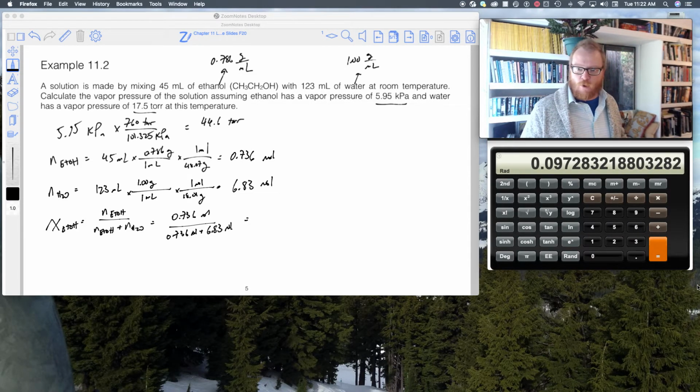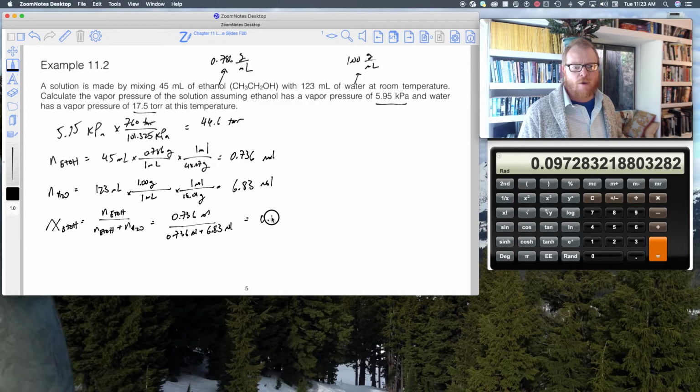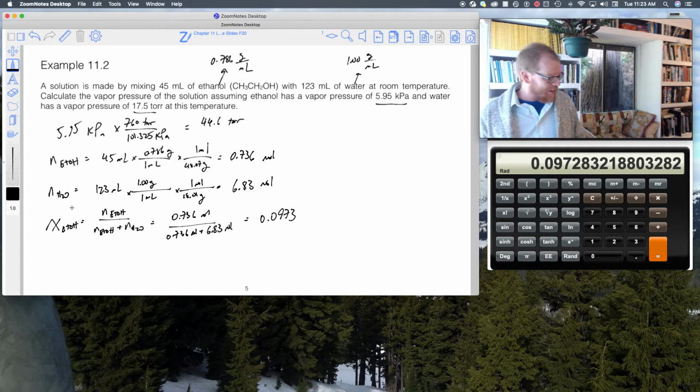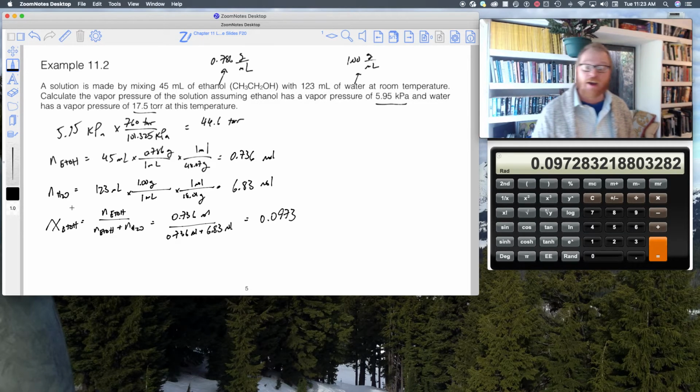And let's see, for my ethanol, that looks right. I get a mole fraction of 0.0973. Okay. And now there's a couple things I could do. I could calculate the mole fraction of water in the same way, or I could recognize the mole fractions have to add up to 1. Right? So let's calculate it in the same way that we did for ethanol. And I'll know that I did it correctly if both of those mole fractions add up to 1, okay?